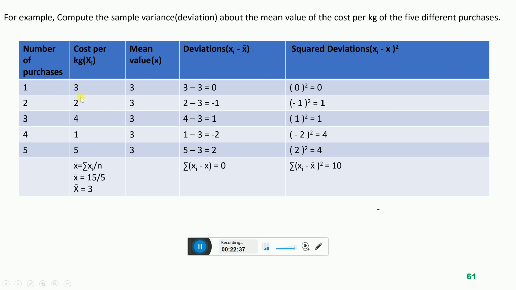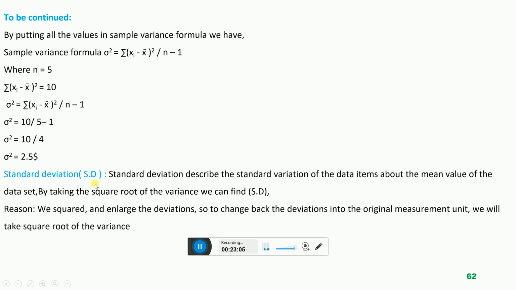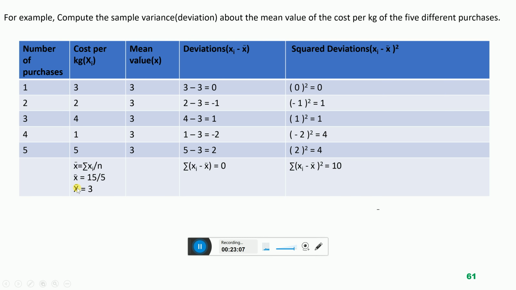How we can find the mean value? Summation xi, by adding together all these data items. When we add them together we will divide by the number of data items. So 3 plus 2 plus 4 plus 1 plus 5. I add together the values of the data items and now I will divide by the number of the data items. So how many data items? 5. So 15 divided by 5, we calculate the mean value simply. We calculate the sample mean, that is 3.